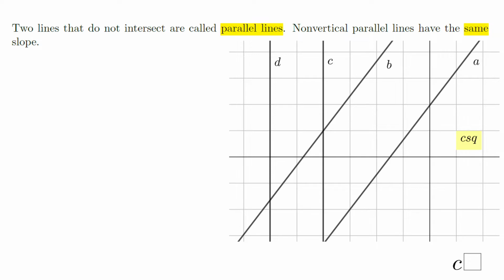In this lesson we will talk about parallel and perpendicular lines. We're going to start with parallel lines, and parallel lines are those lines that do not intersect. Non-vertical parallel lines have the same slope, and you can see on this picture I have lines A and B. If you want to check the slope, they will have the same slope, and the same for lines C and D. C and D are vertical lines. Vertical lines are always parallel lines. The slope of a vertical line, if you remember, is undefined.